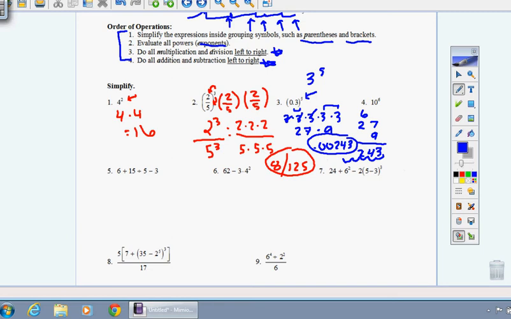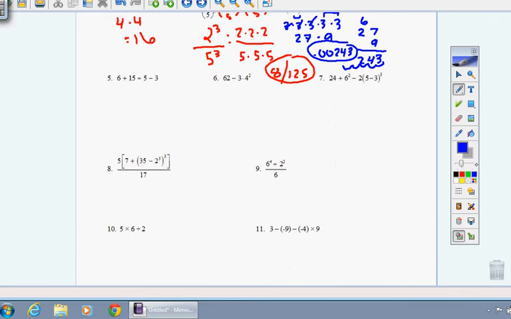Alright, now let's get into some actual order of operations problems. Here I have 6 plus 15 divided by 5 minus 3. So let's always have our acronym written out for us to refer to. Well, what does the P stand for? The P stands for parentheses. Do I have any parentheses in this problem? I do not, so I can move on.